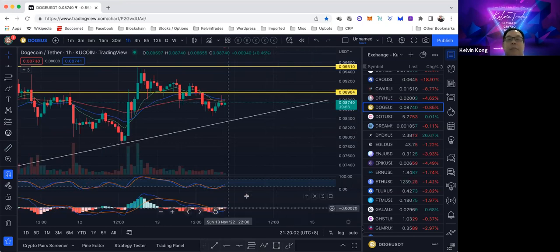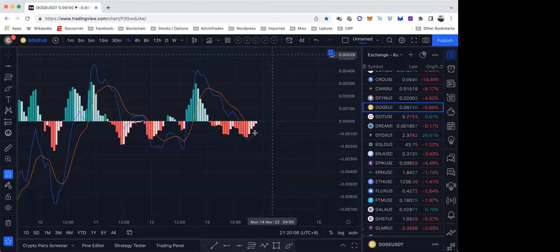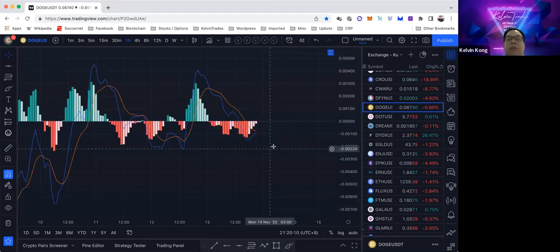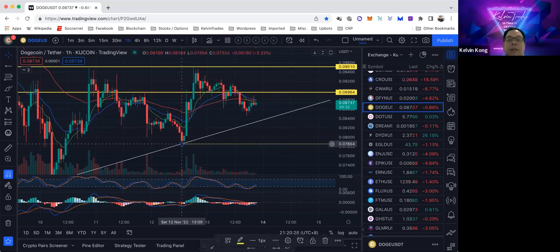At the MACD also, it's trading below the 0 line. That means it's a downtrend. Obviously, you can see it's down. So if it continues to stay here, it will continue to go down. If it breaks down, then you go down to the next level here, or here.